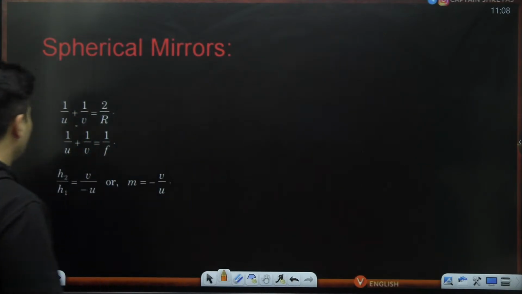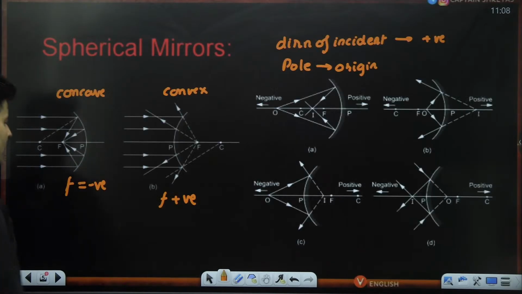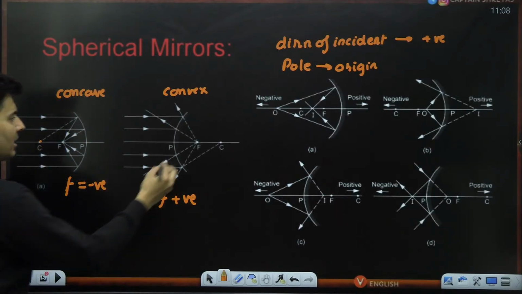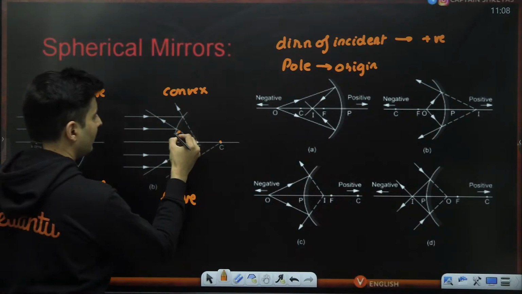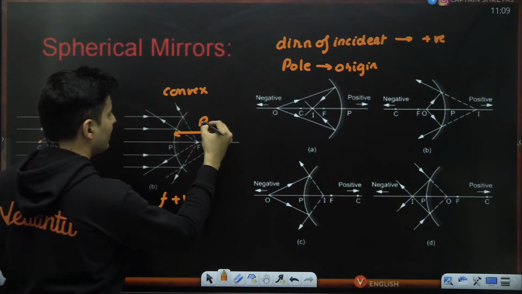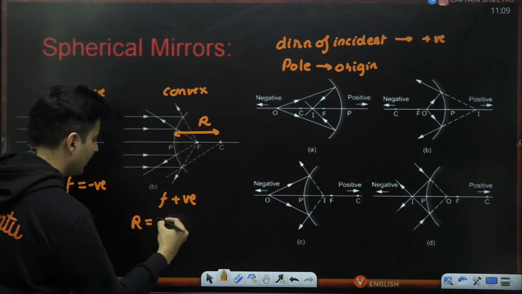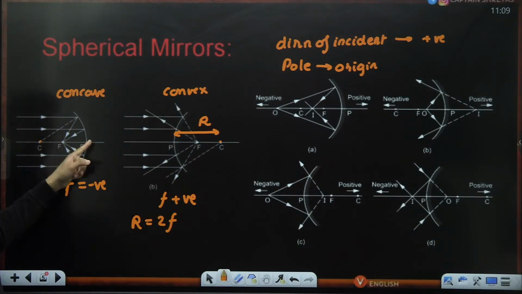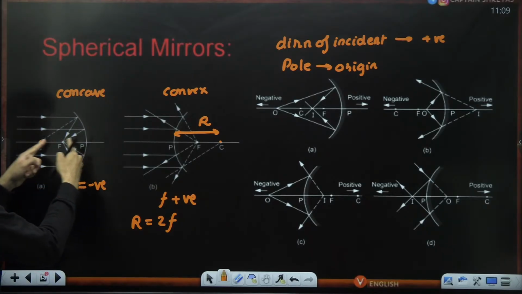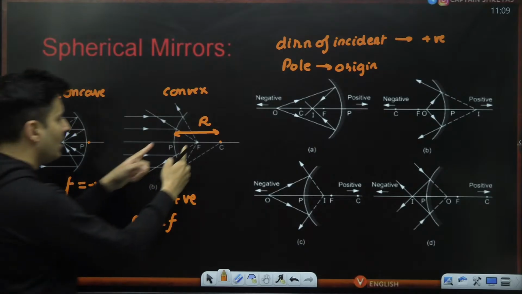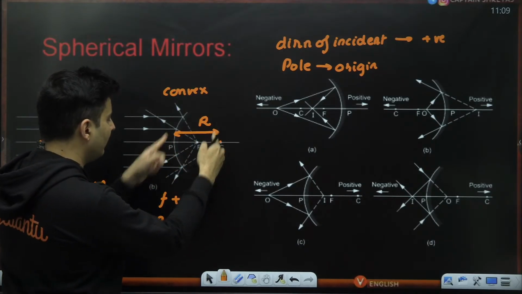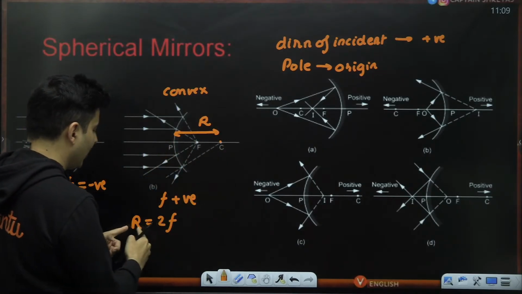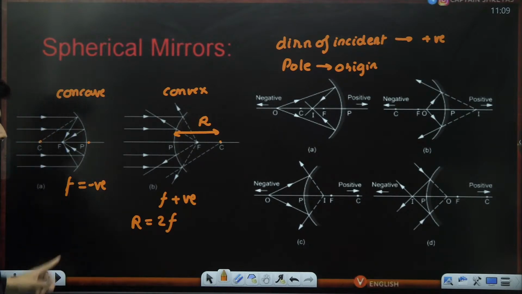Of course, you should also remember that the center of curvature is here, and the distance from the pole to the center of curvature is the radius of curvature, that is always double of the focal length. So the focal point is the midpoint of the center and the pole. So if you take focal length 2 times, you get the radius of curvature.